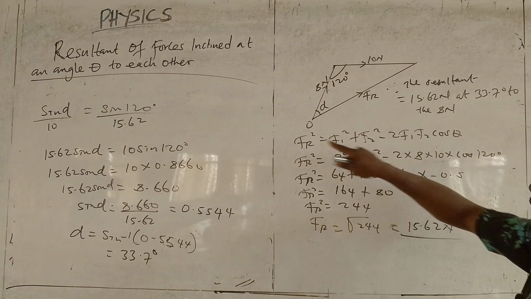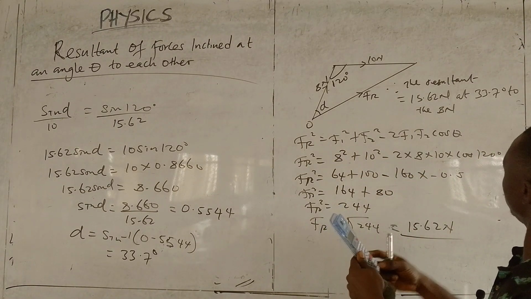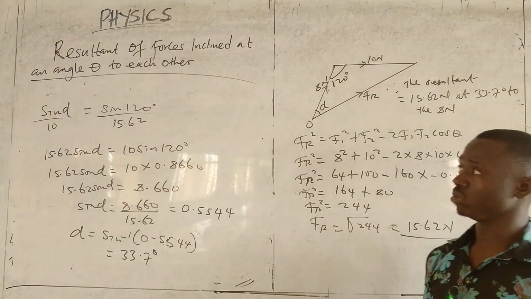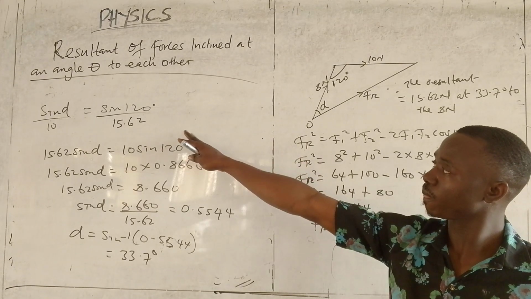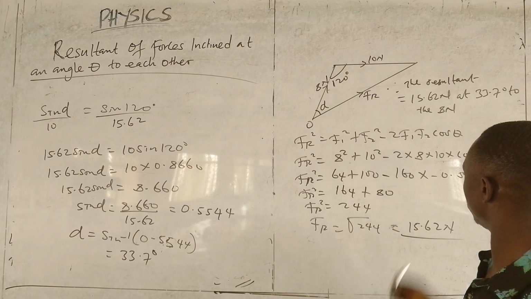If you find beta, it is going to be 60 minus this answer. If you use the other triangle, you're going to get 26.3. So I think you should try the other triangle. Use the other triangle, find beta, then confirm my answer. The angle should be 26.3 degrees.